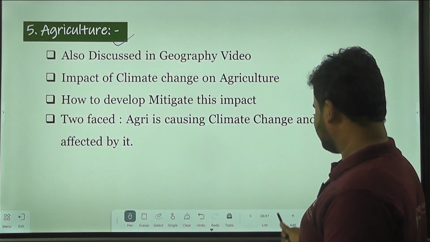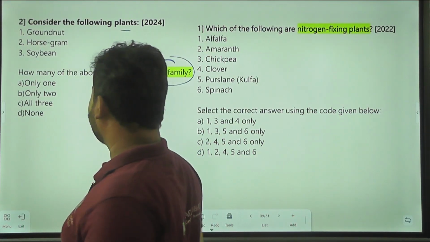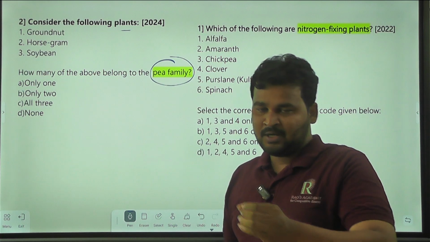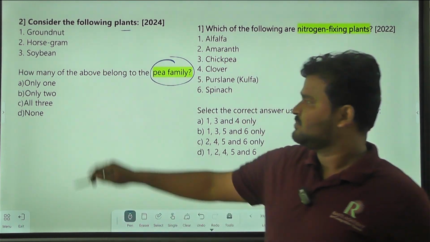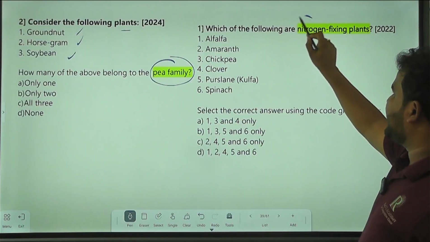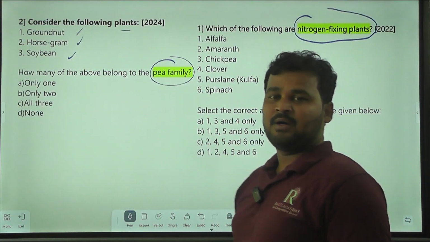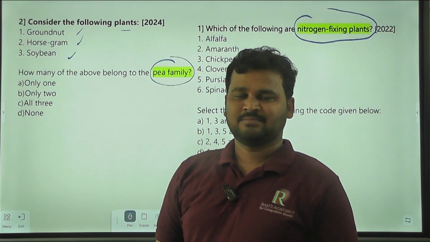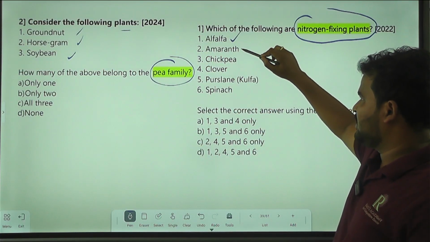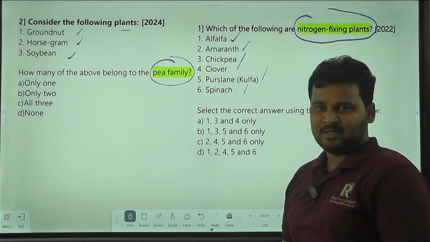Then after that, some more information. Consider the following plants, pea family, right? It is simply asking which plants belong to the pea family. We have to find it, like soybean, horse gram, groundnut. Next after that, nitrogen fixing plants. Among these, which plants have the capacity of fixing nitrogen? They have given options: alfalfa, amaranth, chickpea, clover, purslane, spinach. So these are the options.